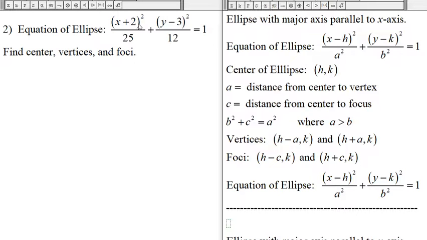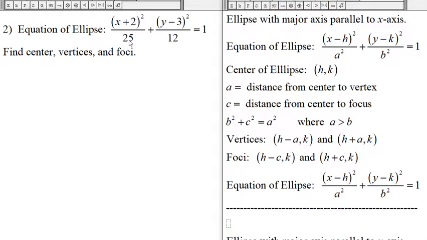Here we have the ellipse (x plus 2) squared divided by 25 plus (y minus 3) squared divided by 12. And we want to find the center, the vertices, and the foci. And so first we need to determine what type of ellipse. Is the major axis parallel to the x-axis, or is the major axis parallel to the y-axis?